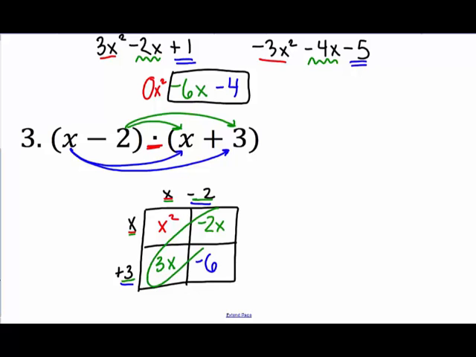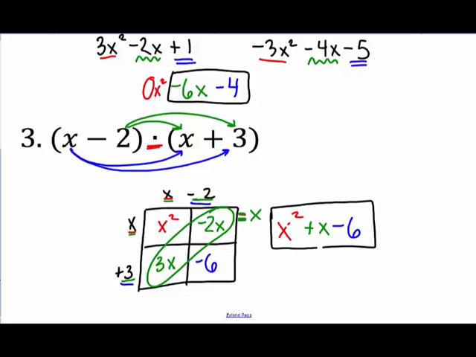So I have to combine my like terms, and I will get 3x minus 2x gives me, I'll put that in green, 3x minus 2x gives me 1x. So if I rewrite my final answer, I have x squared, and then it's a positive x minus 6. So that is my final answer for number 3.